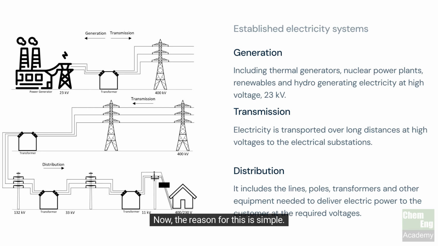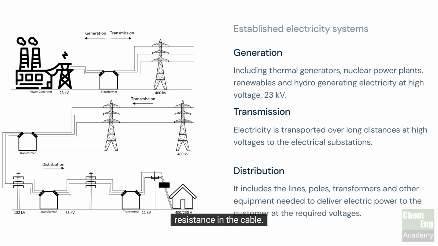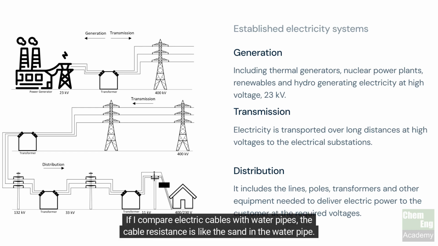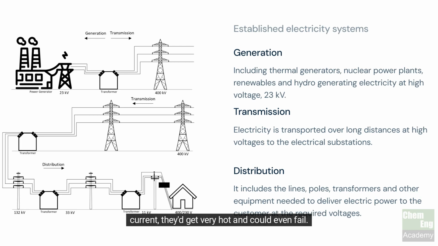Now, the reason for this is simple. The more current you have flowing through a cable, the more energy is going to be lost as heat from the resistance in the cable. If I compare electric cables with water pipes, the cable resistance is like the sand in the water pipe. It causes the equivalent of friction, which in the context of electricity and friction in general is heat. If the power was to be pushed directly down the wires from the power plant at the 22 kilovolts, but high current, they'd get very hot and could even fail.